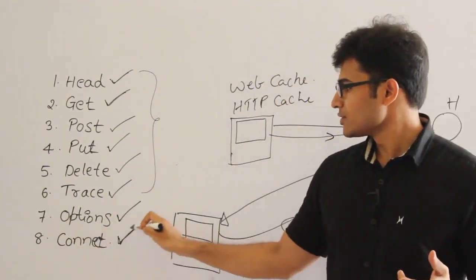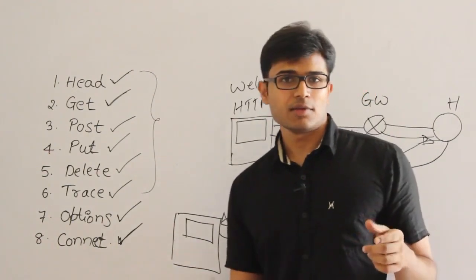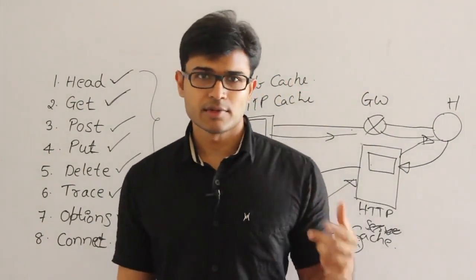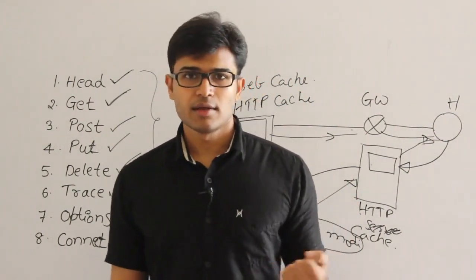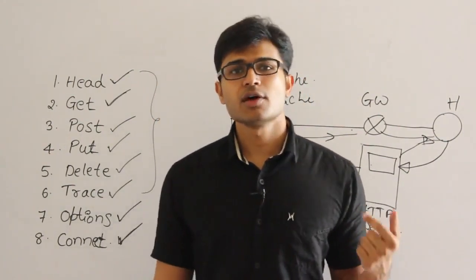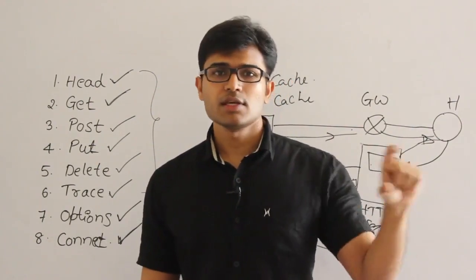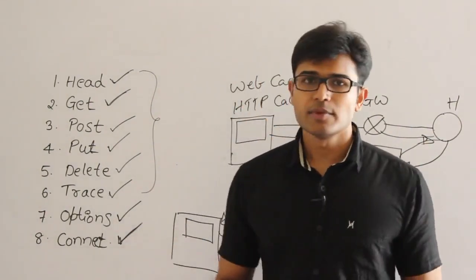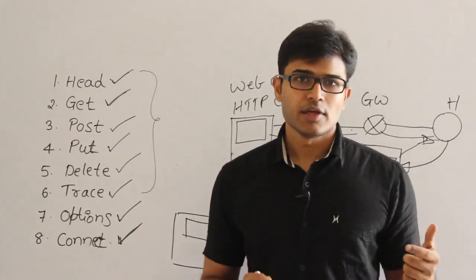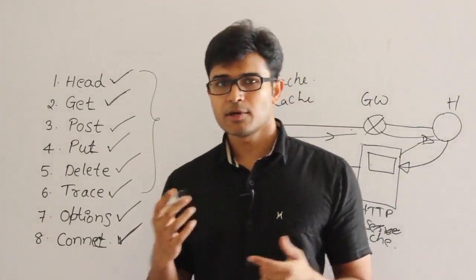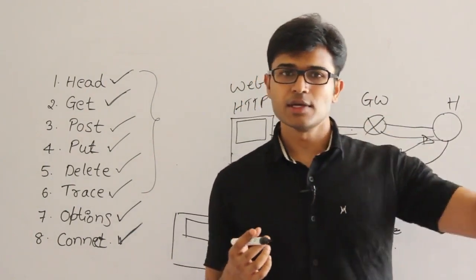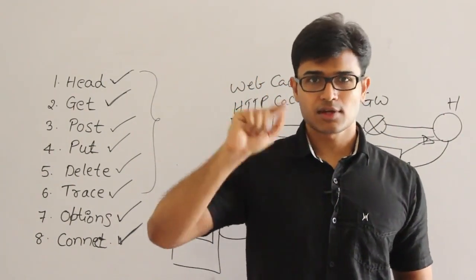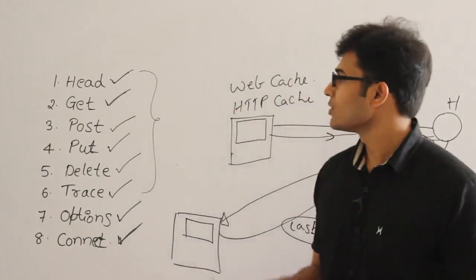Connect is used by HTTPS. There is something called TCP tunneling, which is not in our syllabus, so I'm not going to discuss it. In HTTPS, when you want security, we want connect. The specialty of connect is that it will be authenticated. You will be giving your username and password, and in every packet that is sent, you will be sending the username and password so that the receiver can understand that it is only you. So these are the well-known methods.